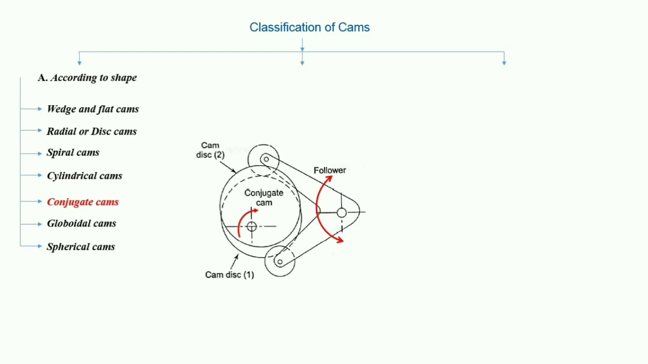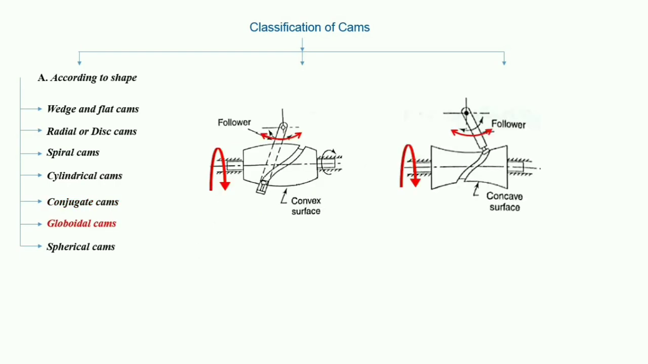Next one is conjugate cams. This is a double disc cam, the two discs being keyed together and in constant touch with the two rollers of the follower. Thus, the follower has positive constraint. Next one is globoidal cams. Same as the cylindrical cam, but the surfaces are different, as you can see, convex and concave.